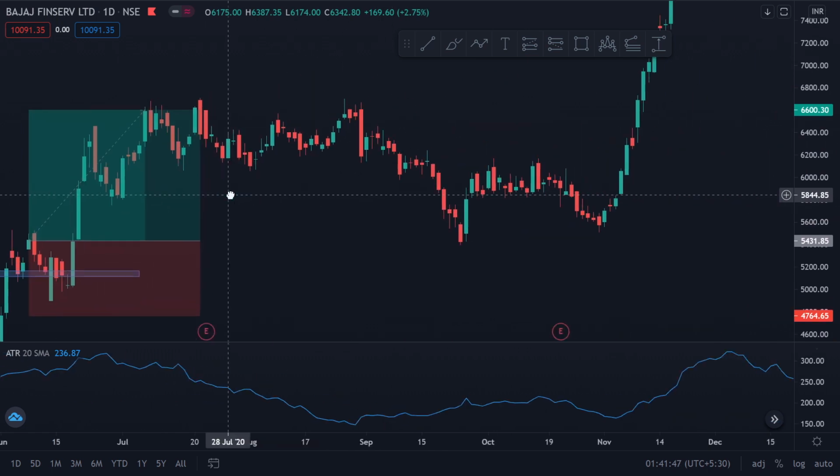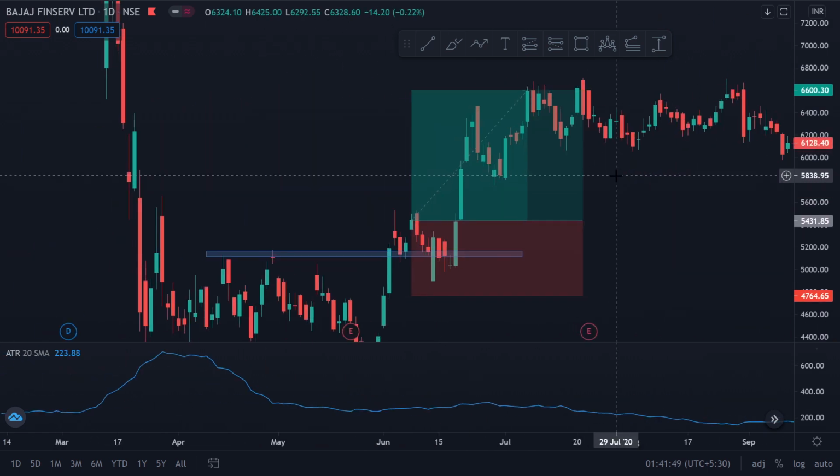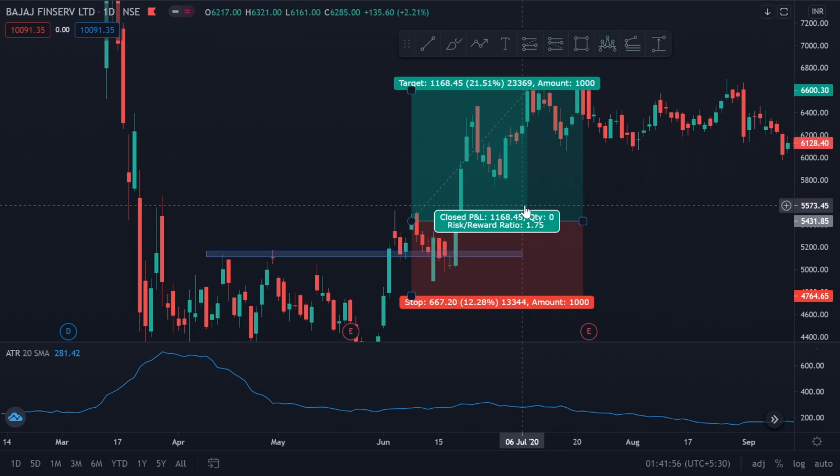a winning trade. So again, this is another example, and I hope you guys can implement this and be profitable, increase your accuracy, and get where you want to get.